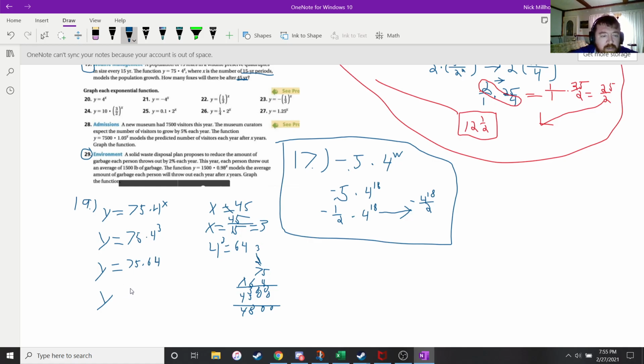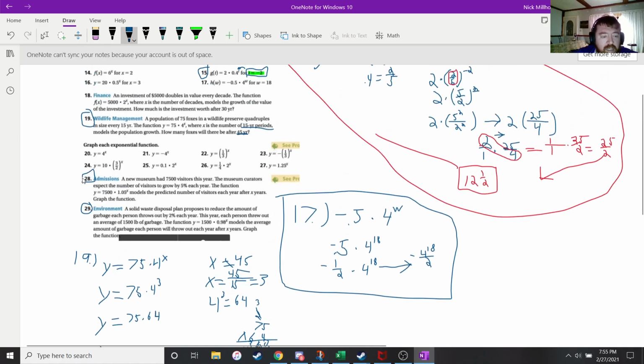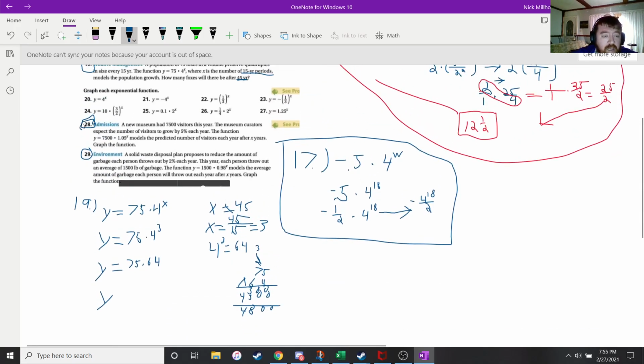Why did I say foxes? No, okay, yeah, I'm looking at 28 here. I got super confused there for a second. I forgot what problem. Alright, so ignore that. After 45 years, there would be 4,800 foxes.